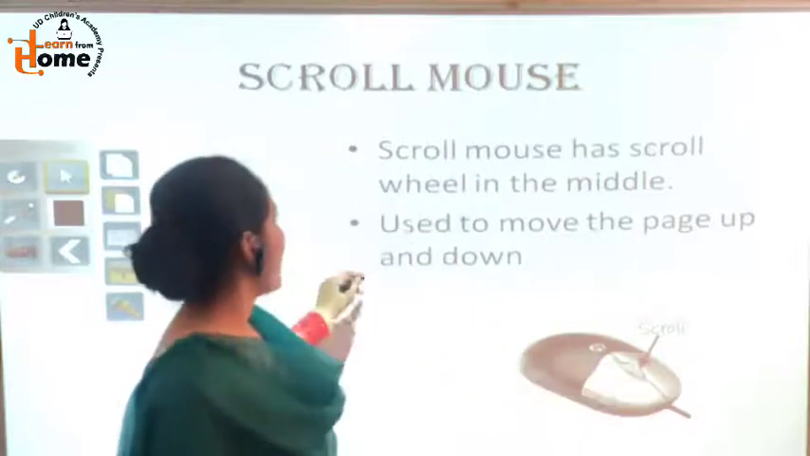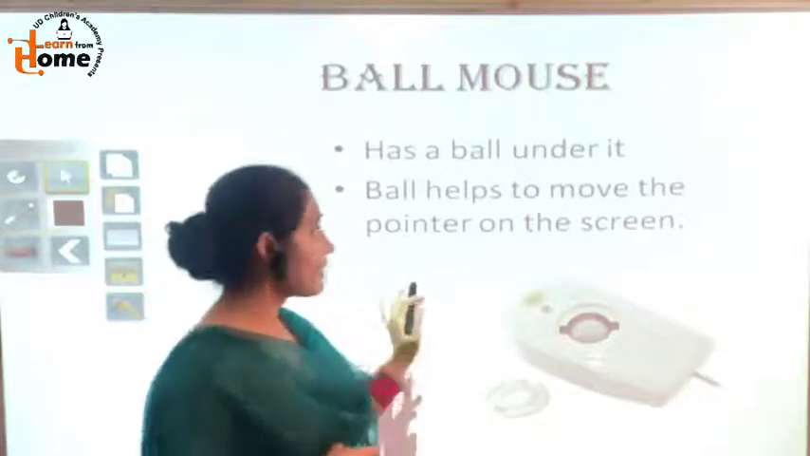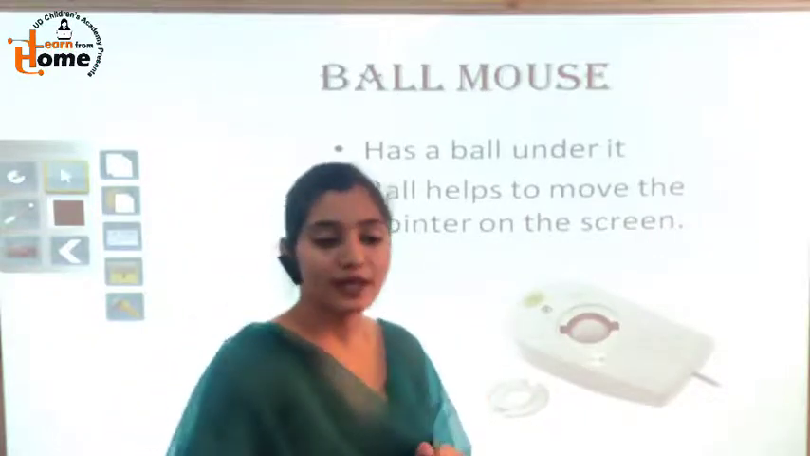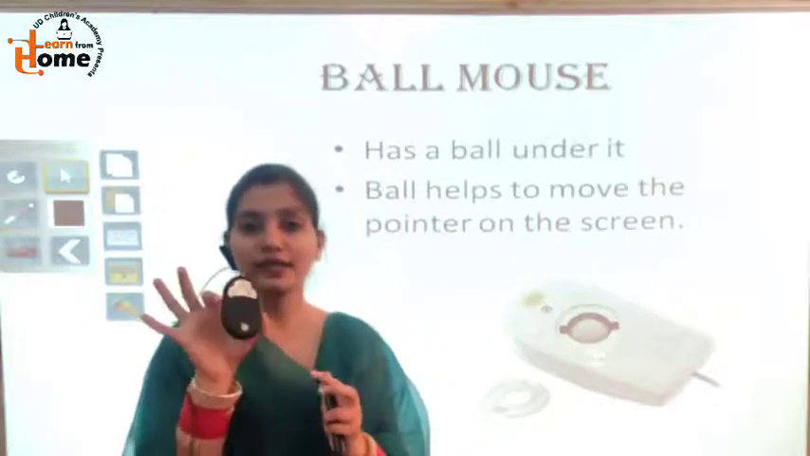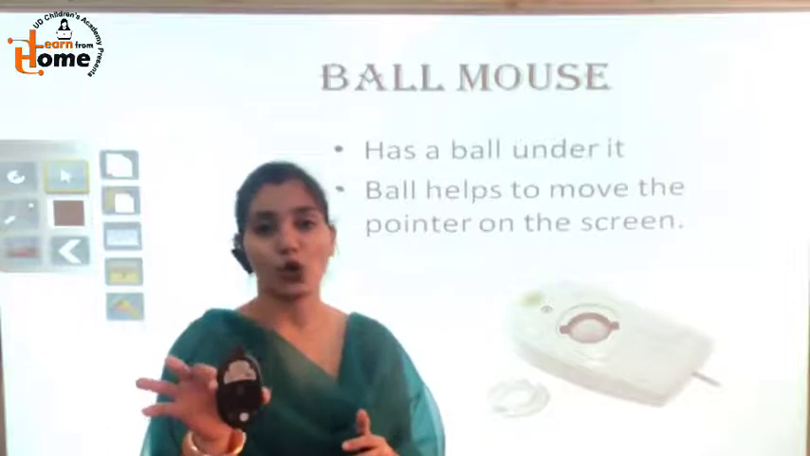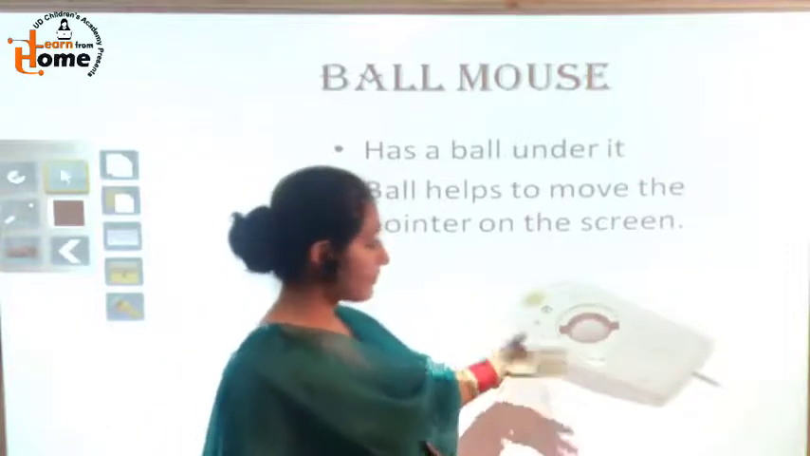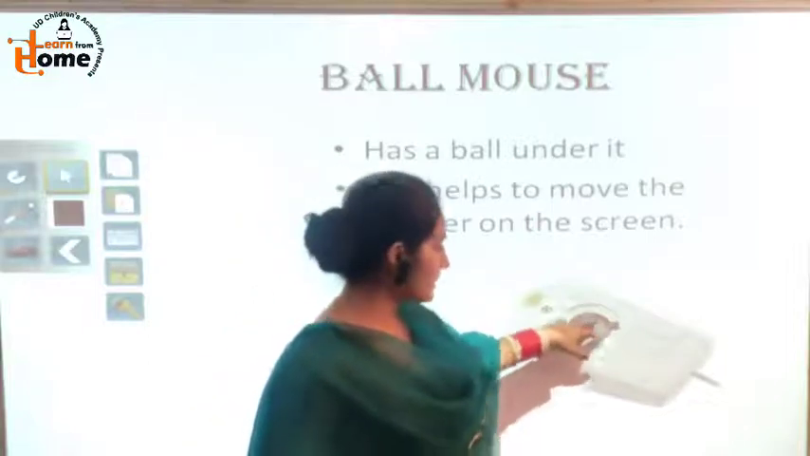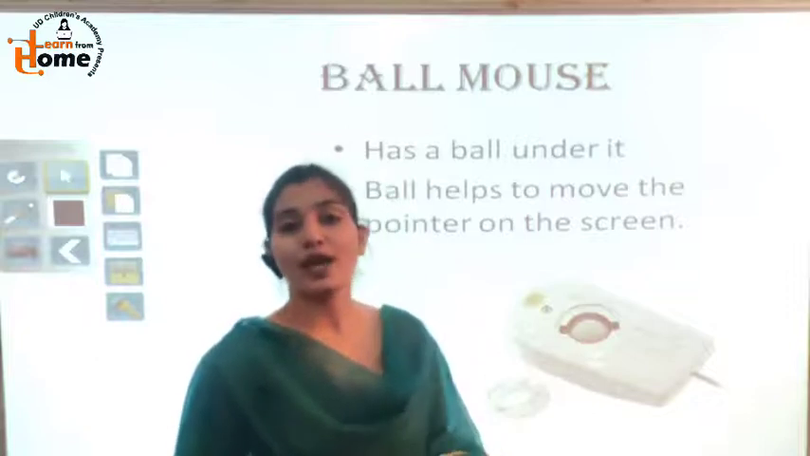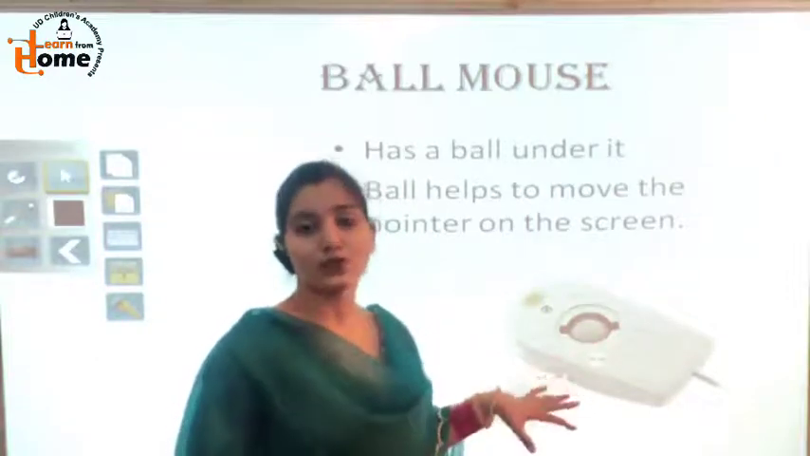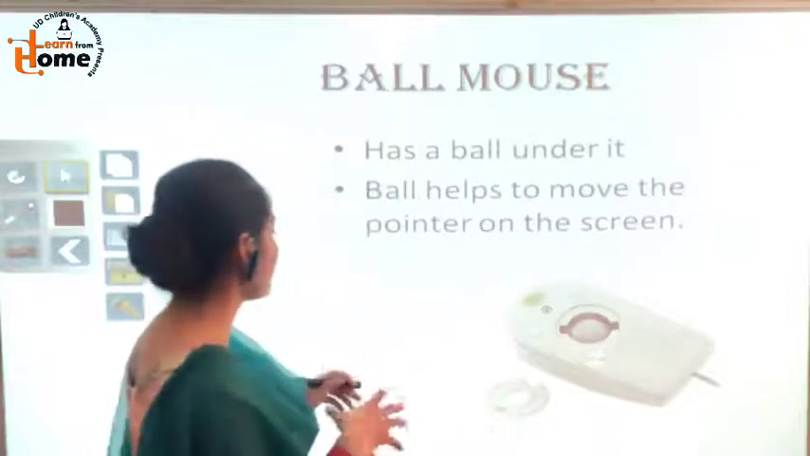Okay? Next we have the ball mouse. Ball mouse has a ball under it. Okay? It is placed here. Under the mouse is the ball. This is the back side of the mouse. So here is the ball of the mouse, and what is it used for? It is used to move the pointer. Okay, this ball is used to move the pointer, and it is at the back of the mouse, under the mouse.